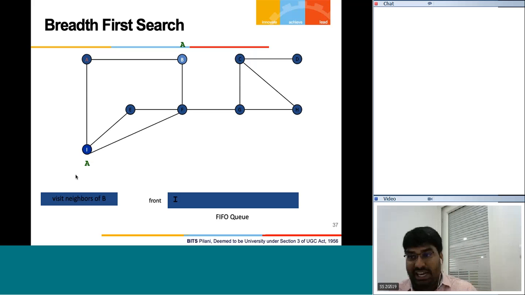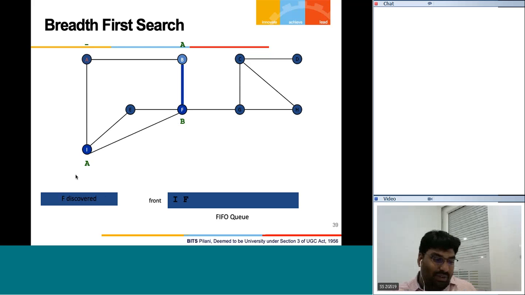Both A and F are present now. But I will not consider A because A is already in the visited list. I can't revisit it because I said I visited it. I am only trying to explore what is left to visit. So definitely I can only enqueue F into my queue. Got it? F into my queue.